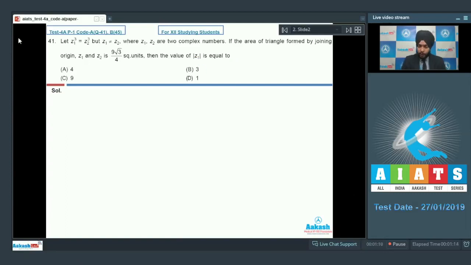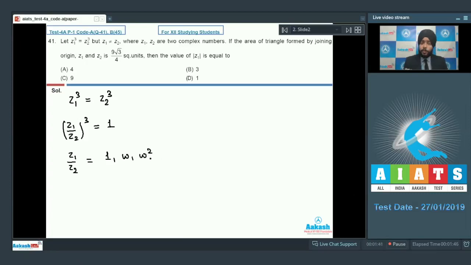So students, we know how to solve this type of equation. Z1 cube is equal to Z2 cube. We can write it as Z1 by Z2 whole cube is equal to 1. So if Z1 by Z2 is taken as a new complex number, then Z0 cube equal to 1 has three possible solutions: 1, omega, omega square, that are the cube roots of unity. Okay, so we have three possibilities. Z1 equal to Z2, Z1 equal to Z2 into omega, Z1 equal to Z2 into omega square.